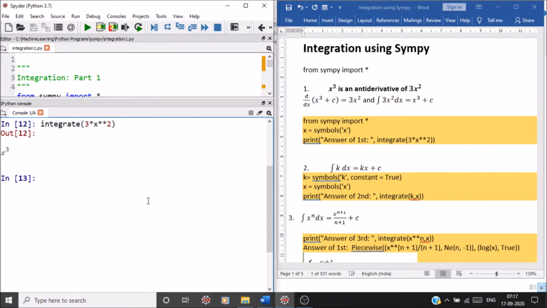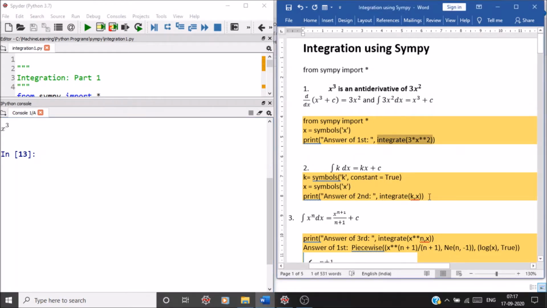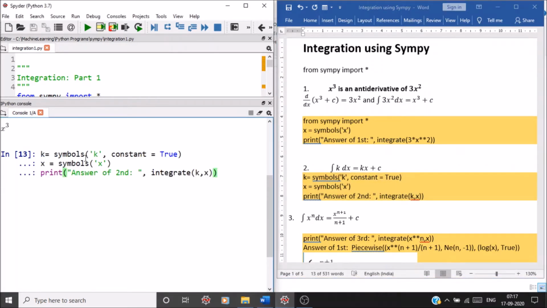Okay, now we can see another example. Integration k dx is equal to kx plus c. So here k is a constant, already we know, and we can execute it. So here k is a symbol, but here you define k as a constant and x as a symbol, and the answer of the second is: integrate k comma x. Okay, so integrate k with respect to x.